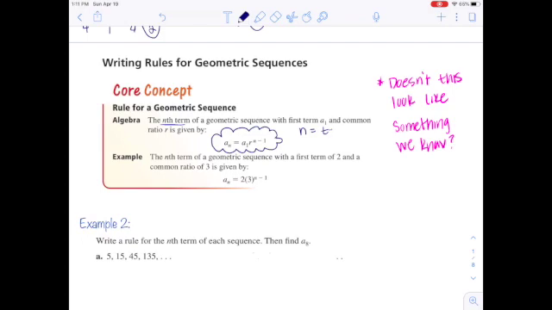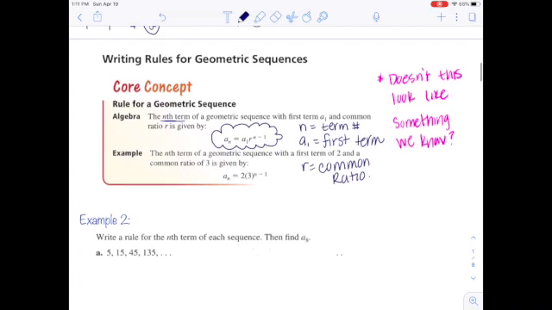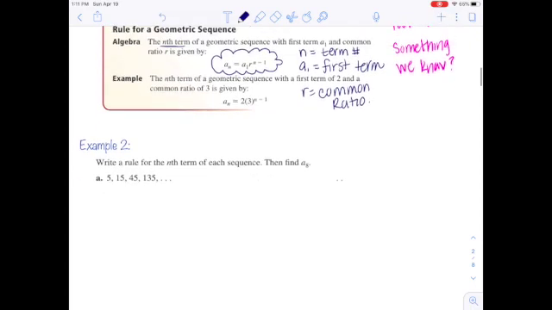Let's define a few things. n is equal to your term number. a sub 1 is your first term. And r is your common ratio. So all you really need to write the rule is your first term and your common ratio. So in example 2, we're going to write the rule for the nth term, and then we're going to find the 8th term.